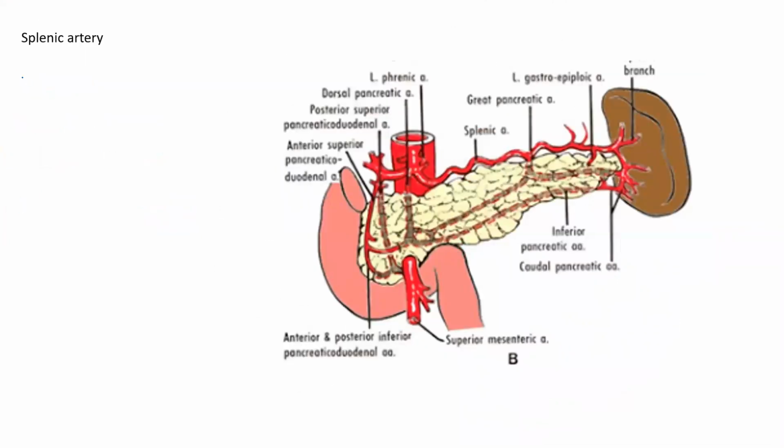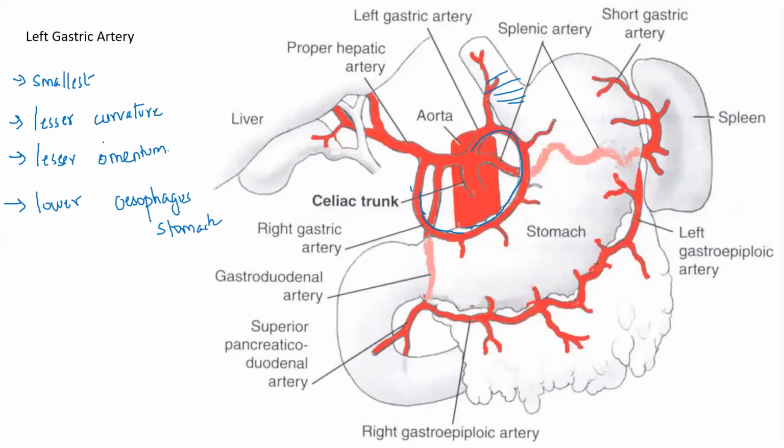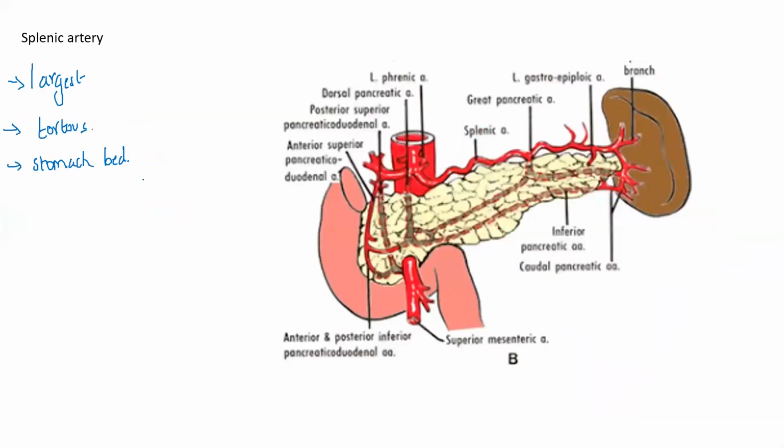Coming to the splenic artery, what did I tell about it? That's the largest branch of the celiac trunk. It's very easy to identify because of its tortuous course, and it forms one of the important structures in the stomach bed. It forms the posterior relation for the stomach. As you see here, only if you lift or remove the stomach, you get to see the splenic artery. Now, the branches from the splenic artery, as the name indicates, supply the spleen.